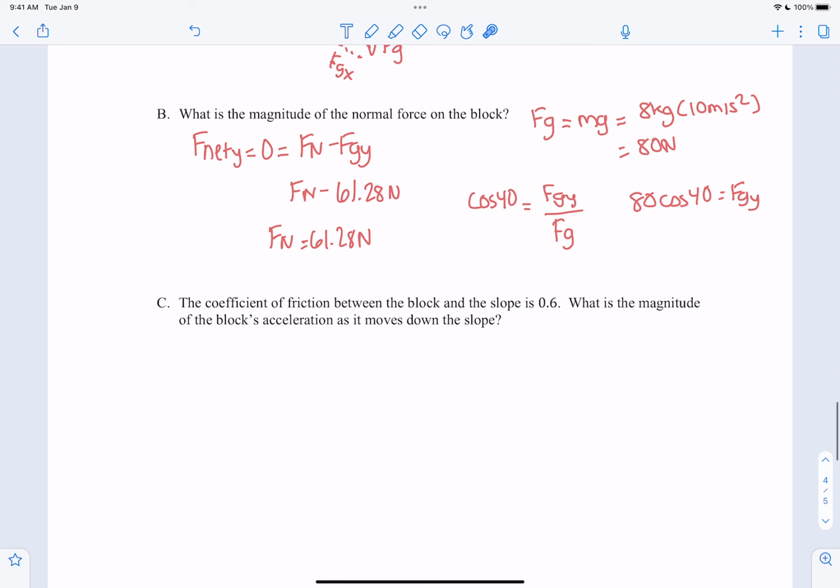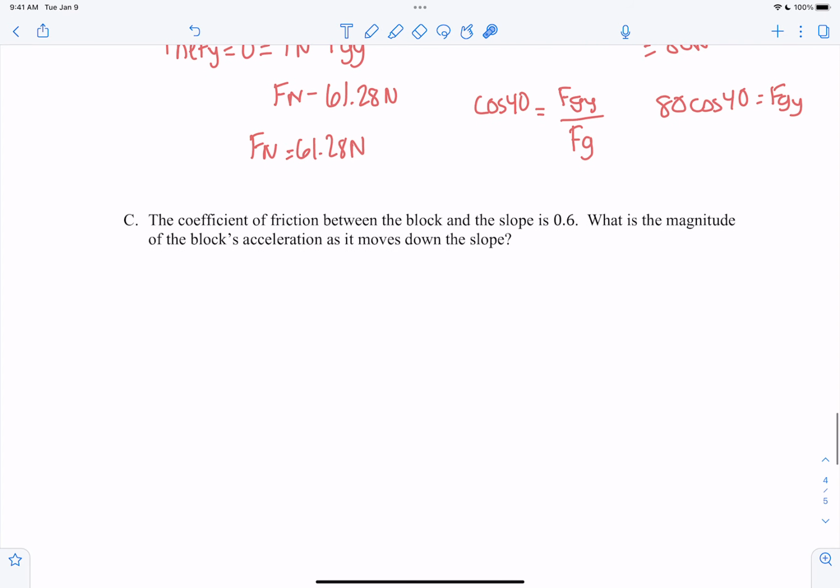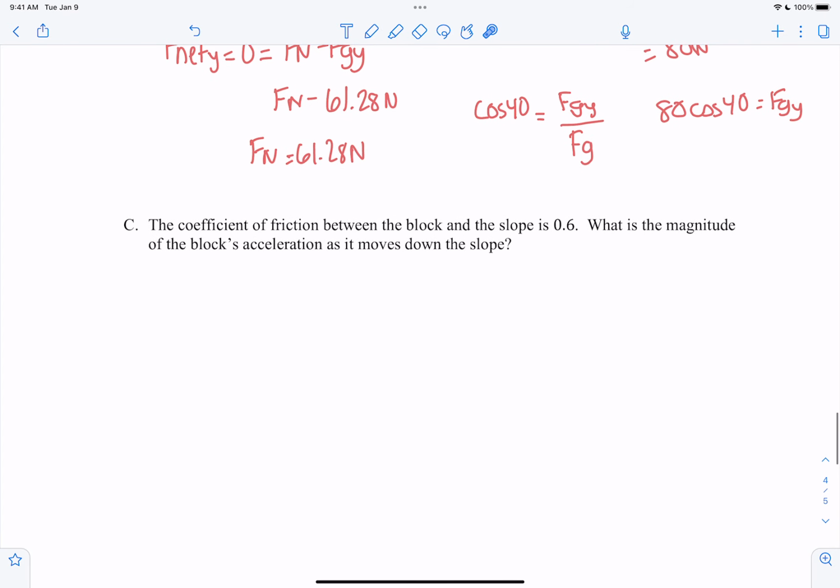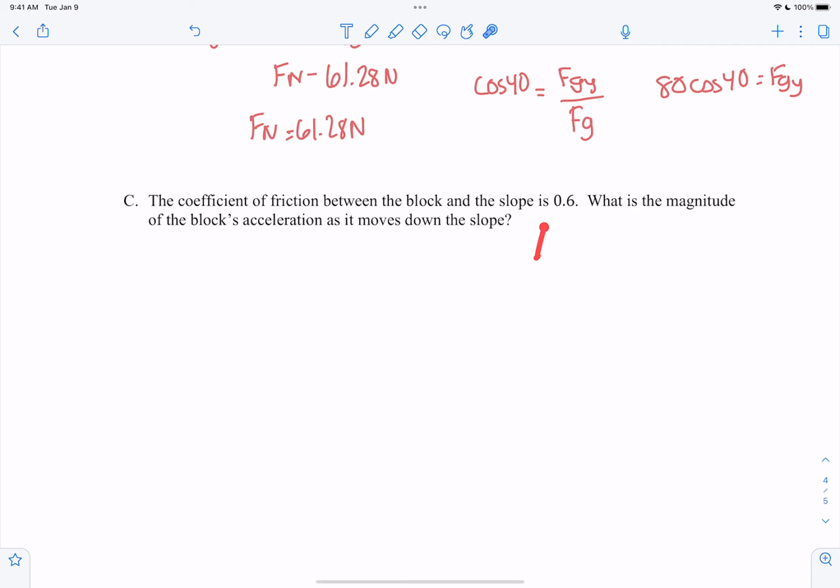Okay, cool. Now, part C, coefficient of friction between the block and the slope is 0.6. So that's mu is equal to 0.6, right? That's our coefficient of friction, and that's unitless. What is the magnitude of the block's acceleration as it moves down the slope?